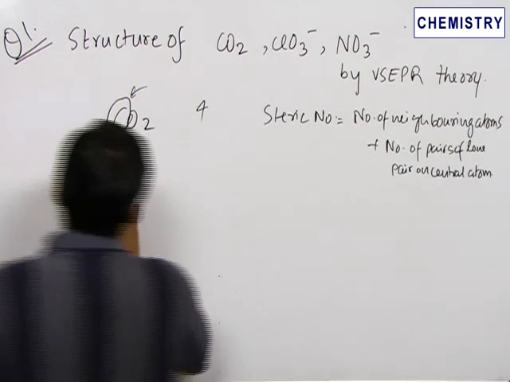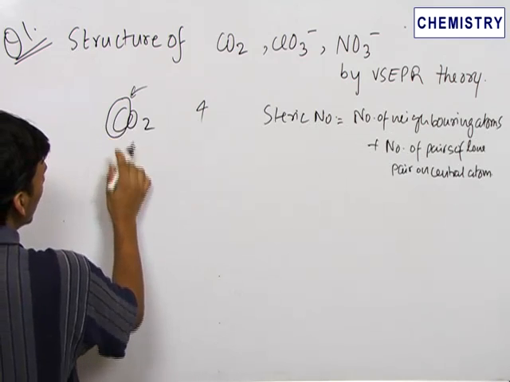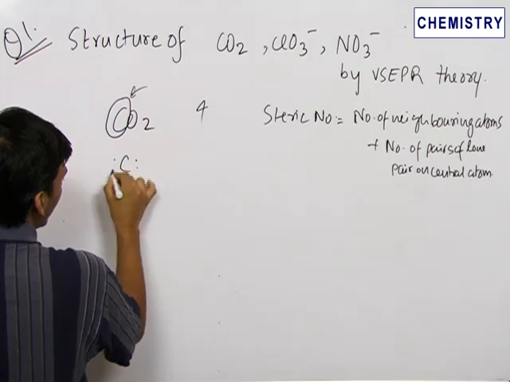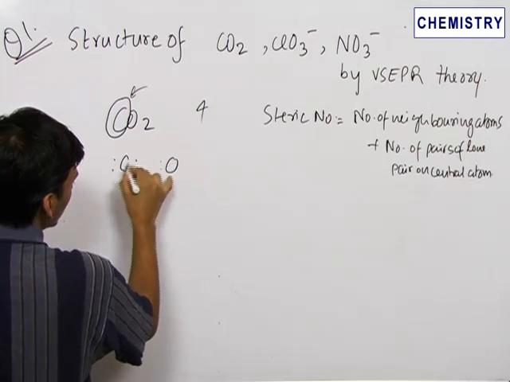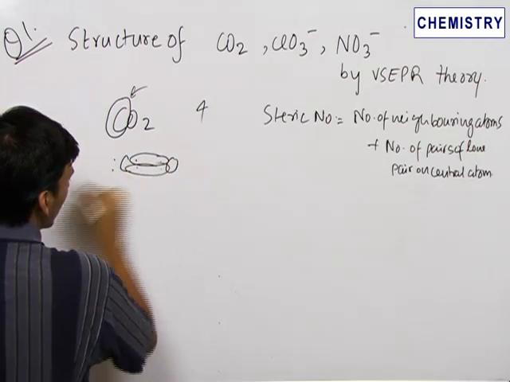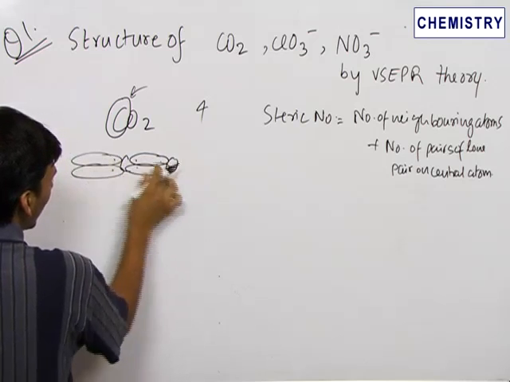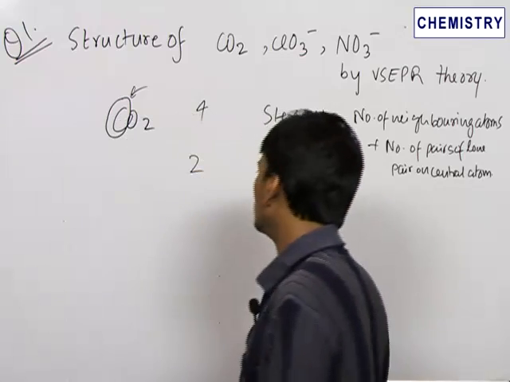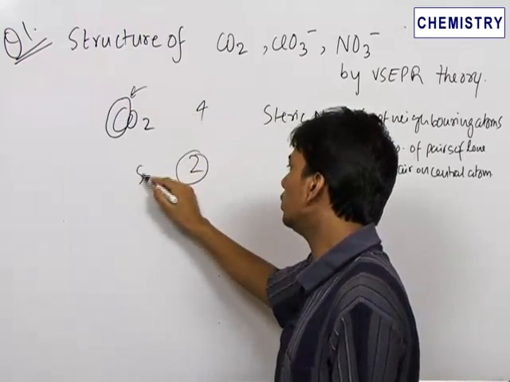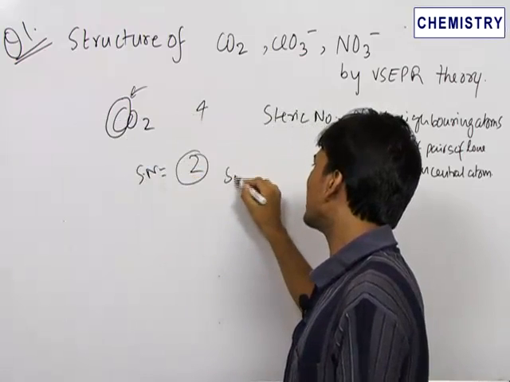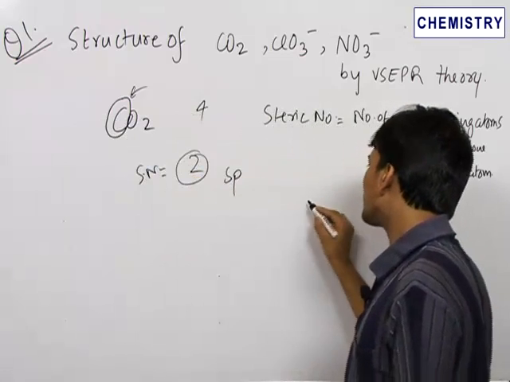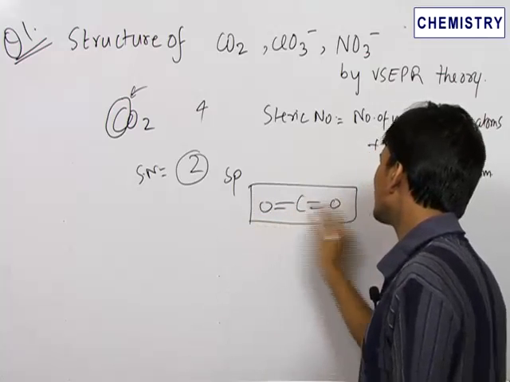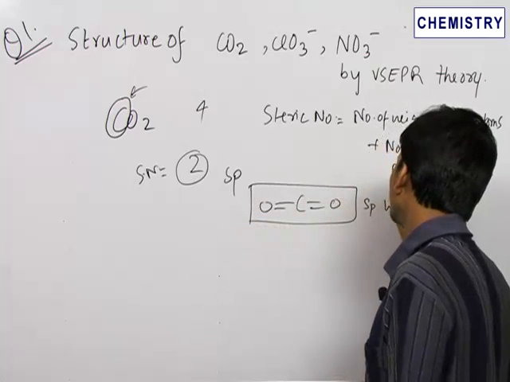Therefore, in this case, we know that the number of neighboring atoms for carbon is 2 and the number of lone pairs is 0. Since it has 4 and oxygen requires 2 more electrons to complete its octet, it takes these electrons. So all these 4 electrons are occupied, therefore there is no free lone pair. Therefore the steric number comes out to be equal to 2. Now we know that for steric number equal to 2, the hybridization is sp, therefore the molecule is linear. Therefore we can write the structure of the molecule as a linear molecule with sp hybridization.